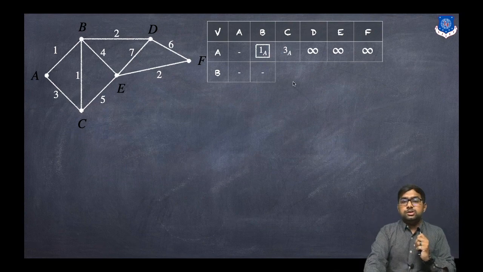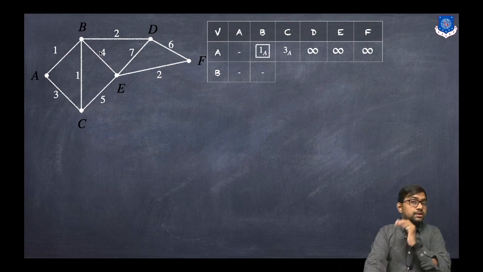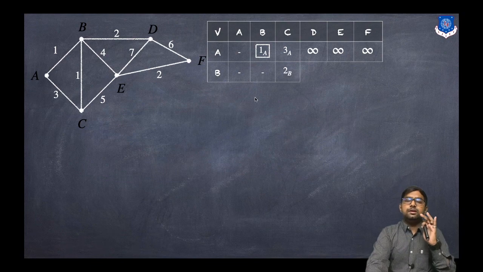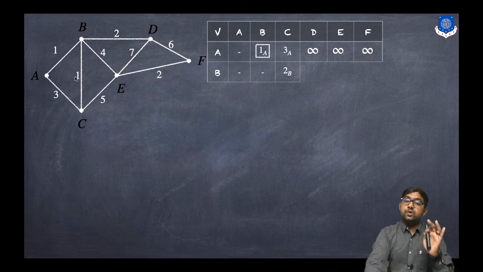Now B to C. B to C is 1. The source node is A, and we are traveling from B to C, so what will be the total shortest distance? It will be 1 plus 1, which is 2. We are reaching the C vertex via B, so it is 2B. That means the 1 from before plus this edge. So that is 2B.